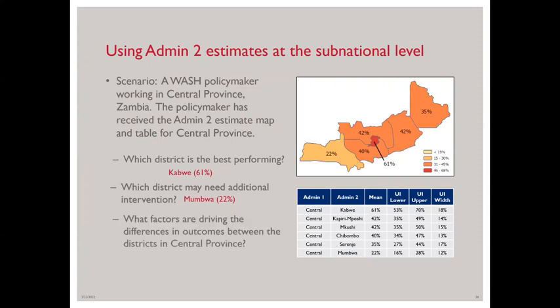So additionally, a policymaker here might be interested in understanding what factors are driving the differences in outcomes between the districts in Central Province, as clearly there's a wide range of estimates, even though they're within the same province. So you have estimates varying from 22 to 61%, and then 4 of the districts are between those two extremes.